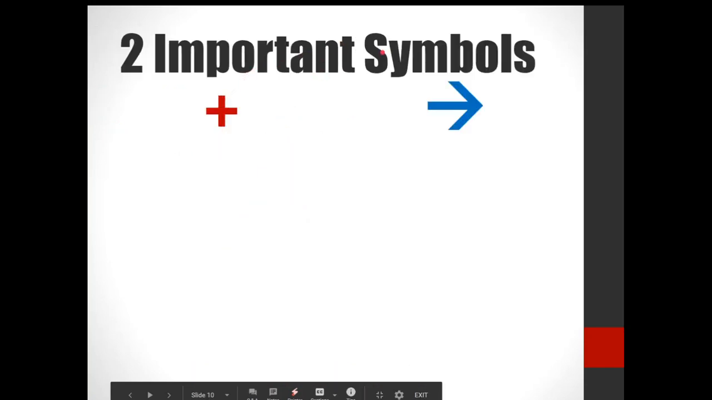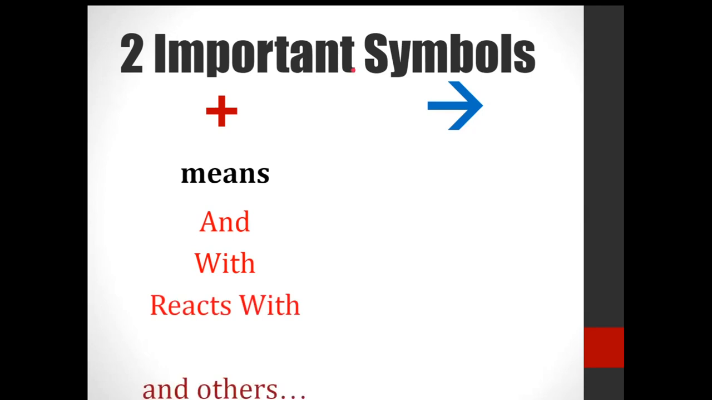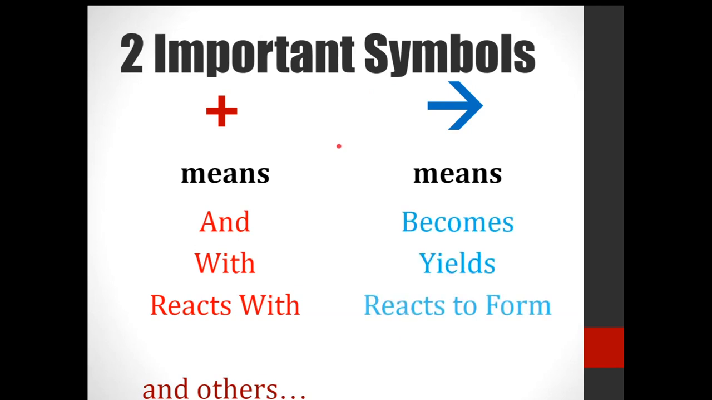All right. 2 important symbols, the plus and the arrow. Plus will mean and, with, reacts with, and others. Anytime we're combining 2 things, you've got a plus sign. The arrow means yields, produces, becomes, reacts to form. This is a transition. It is changing into something else.